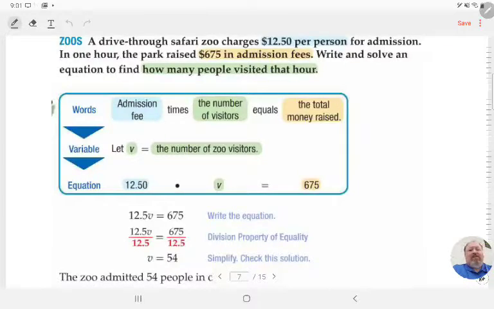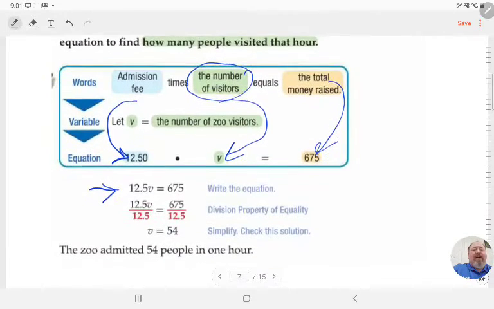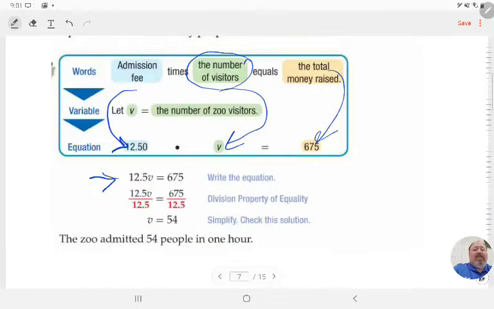So we know the admission fee, which happens to be $12.50. We know the total money raised, which is $675. What we don't know is the number of visitors. So we could use V for our variable. That would give us an equation of 12.5 times V equals 675. We then would divide both sides by 12.5 and we get V equals 54, or 54 people in 1 hour.